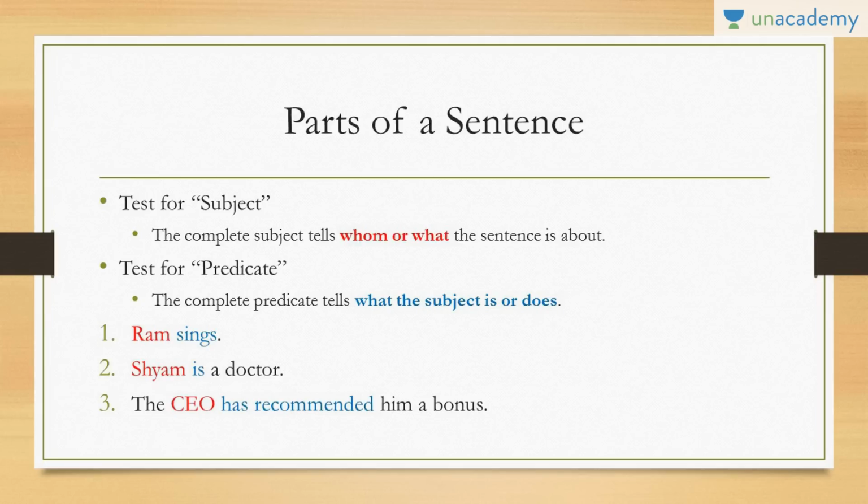Then the CEO has recommended him for a bonus. So in this sentence, किसने, I mean who has recommended him for a bonus? The CEO. So he is my subject, and he's done what? He has recommended him. So this is my predicate.